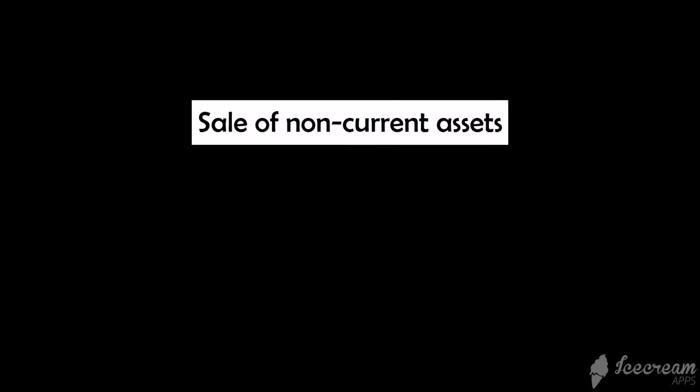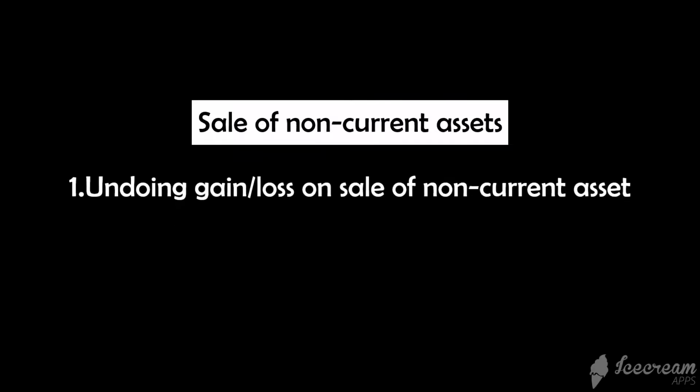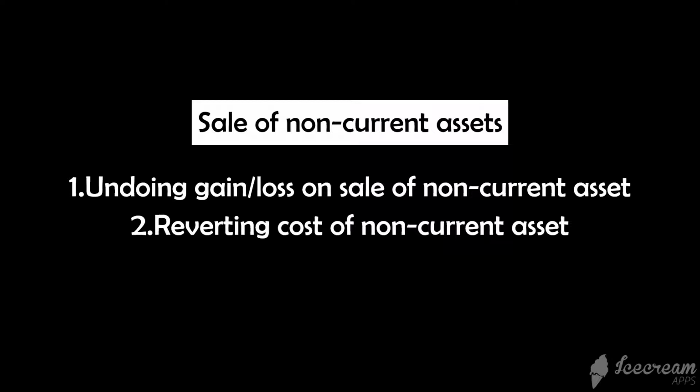Let's cover the sale of non-current assets from one company to another company in the same group. The general rule of thumb is we want to undo that sale of non-current asset in the financial statements. What does this involve? First, undo the gain or loss on the sale of non-current asset recognized by the company selling the non-current asset. Second, revert the cost of non-current asset back to the original cost.